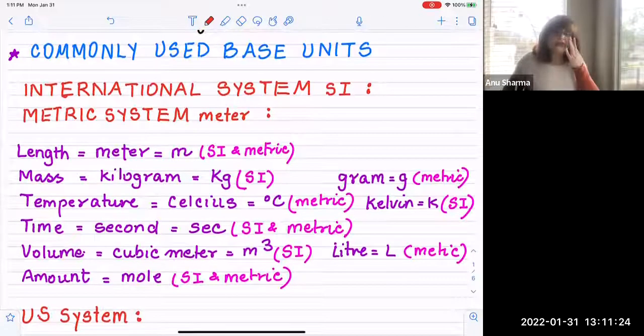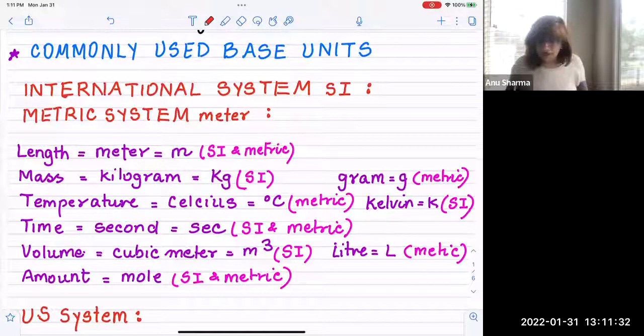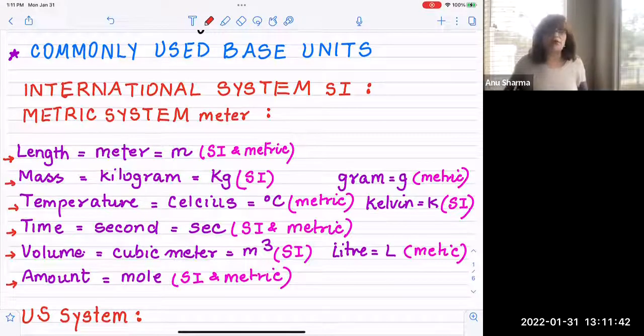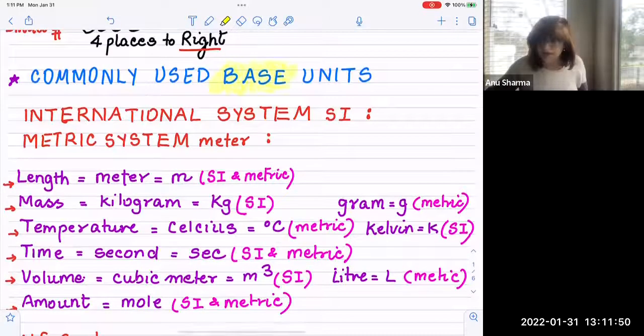Okay, next is the commonly used units. When you're taking the measurements, in what context are you using those numbers, or in what context are the measurements being made? It could be length, as I said, could be mass, could be temperature, could be time, could be volume, and could be the amount. There are many more, but these are the commonly used base units.